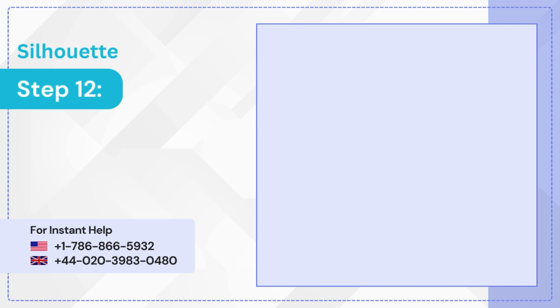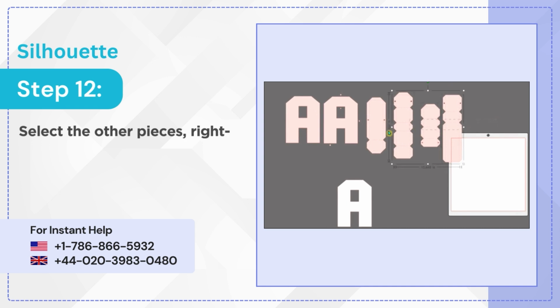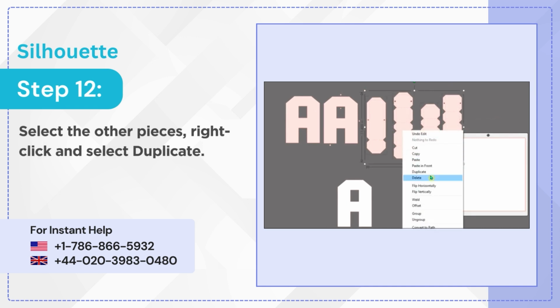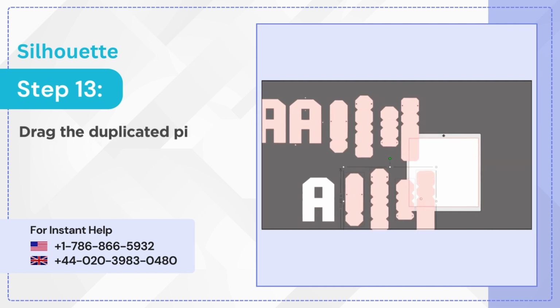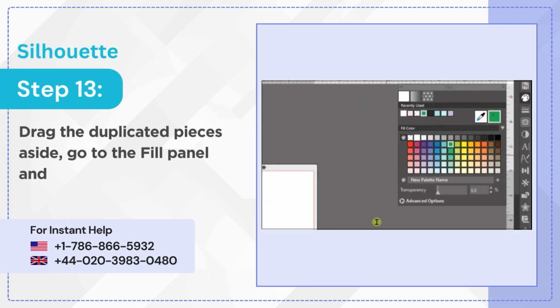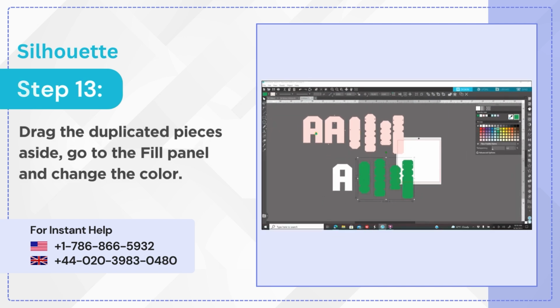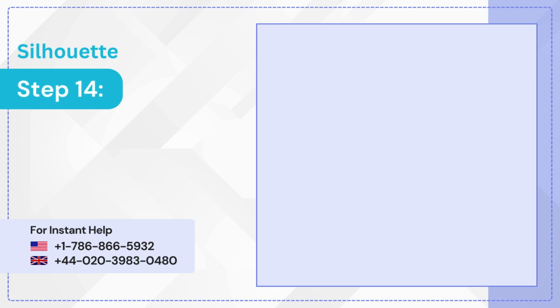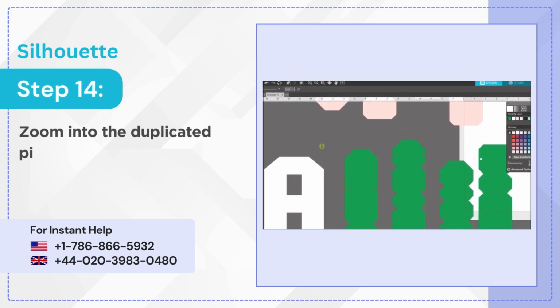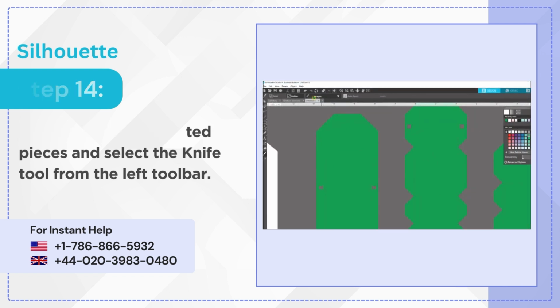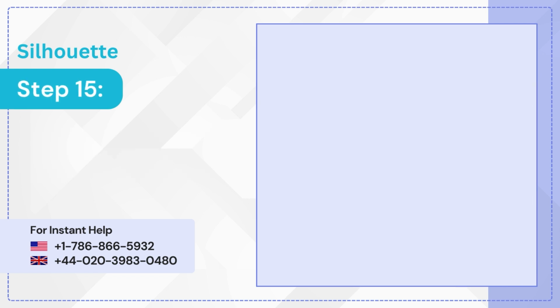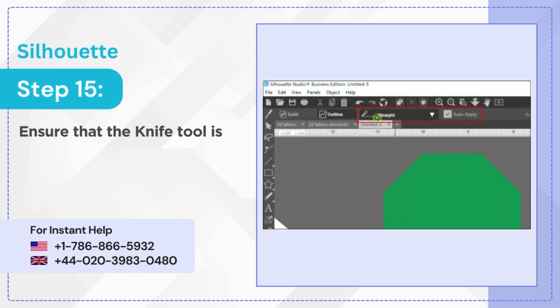Step 12. Select the other pieces, right-click and select Duplicate. Step 13. Drag the duplicated pieces aside, go to the Fill panel and change the color. Step 14. Zoom into the duplicated pieces and select the knife tool from the left toolbar. Step 15. Ensure that the knife tool is set to straight and the Auto Apply option is checked.